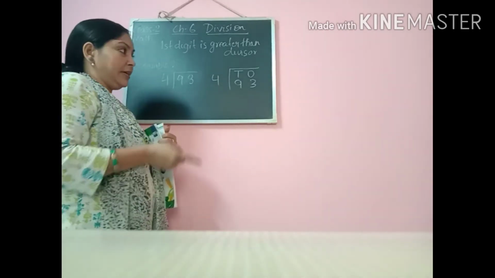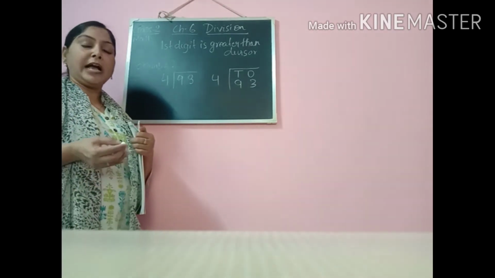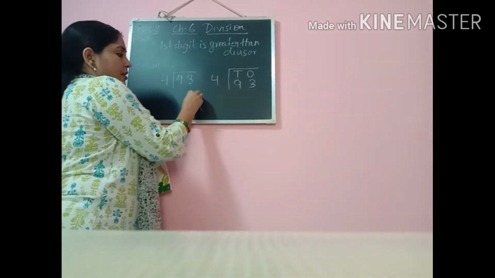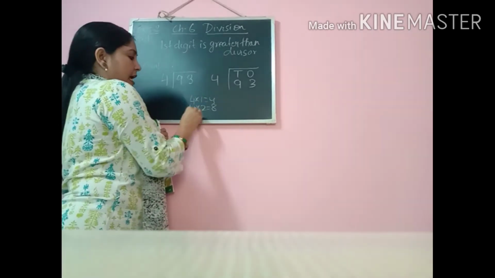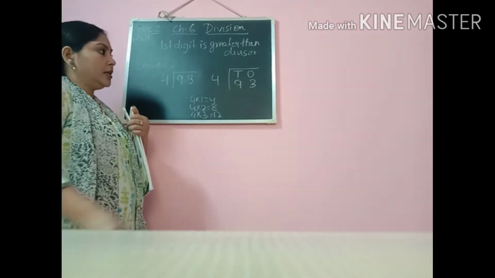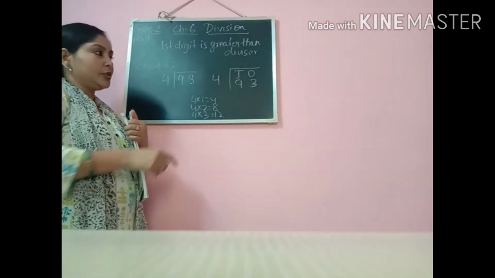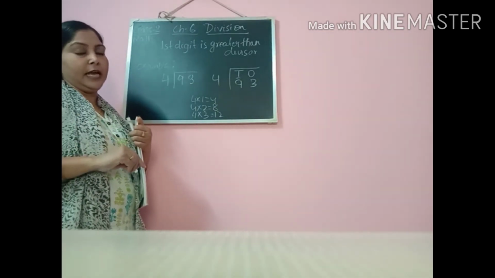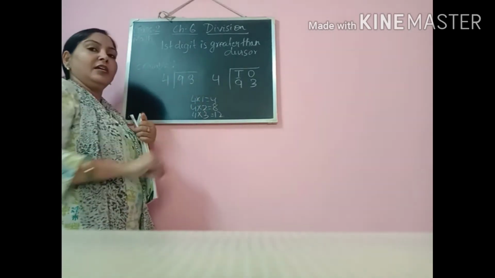Now 4 is the divisor. We have to read the table of 4 till we get 9. Now you see, we don't have 9 in the table of 4. When we read the table of 4, it is 4 1s are 4, 4 2s are 8 and 4 3s are 12. But we have this number 9. So we have to think of a number which is closer to 9, and after subtraction we should get a remainder which is lesser than the divisor.